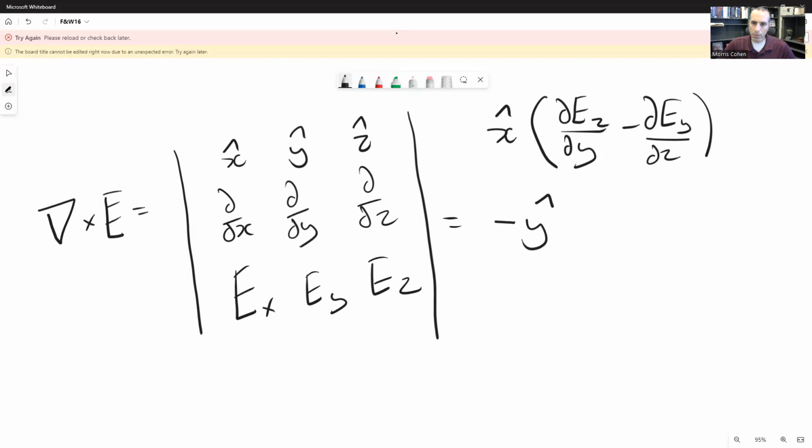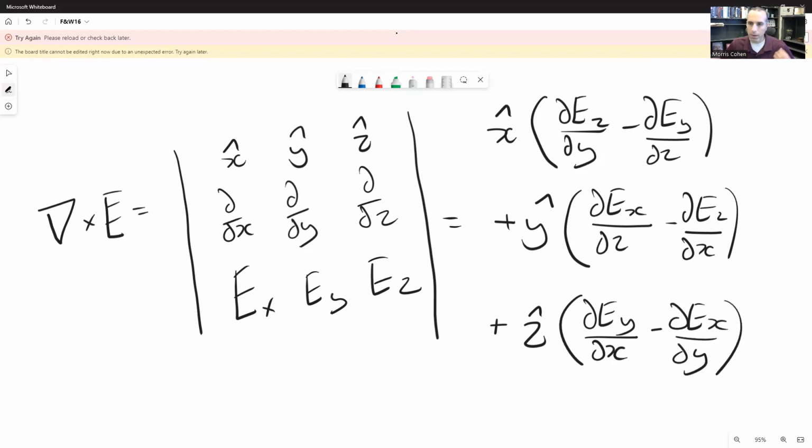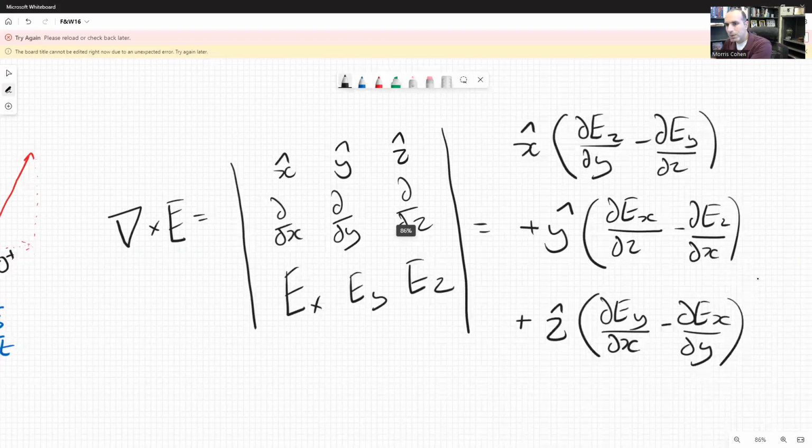minus, in the y-hat direction, just make this a plus and flip it, dEx/dz minus dEz/dx, plus z-hat component, dEy/dx minus dEx/dy. So this is our expanded definition of the curl of the electric field.